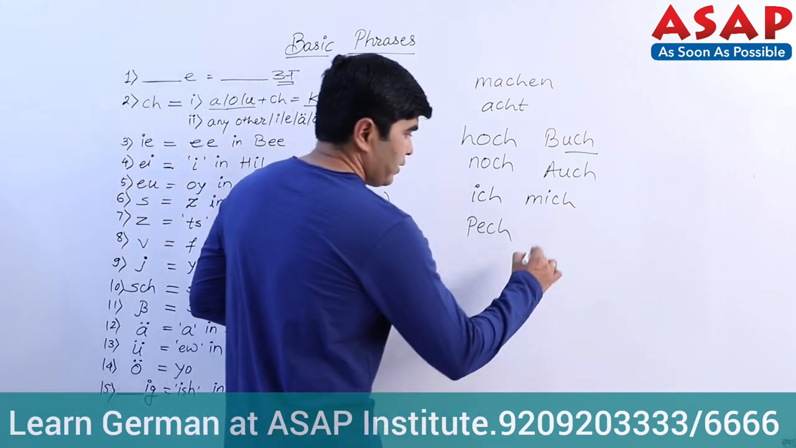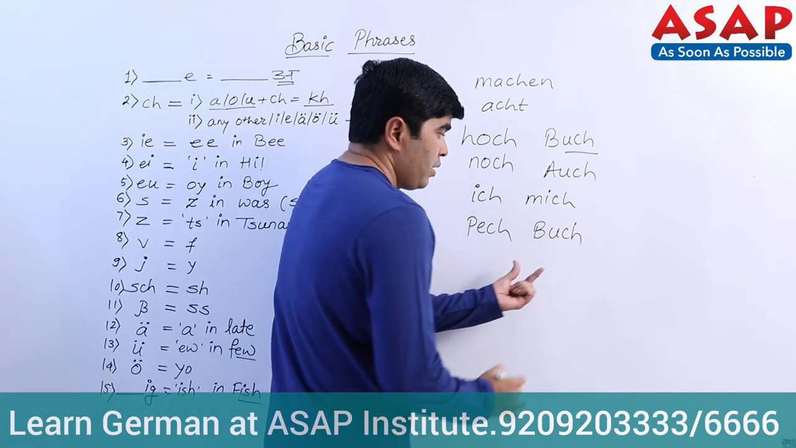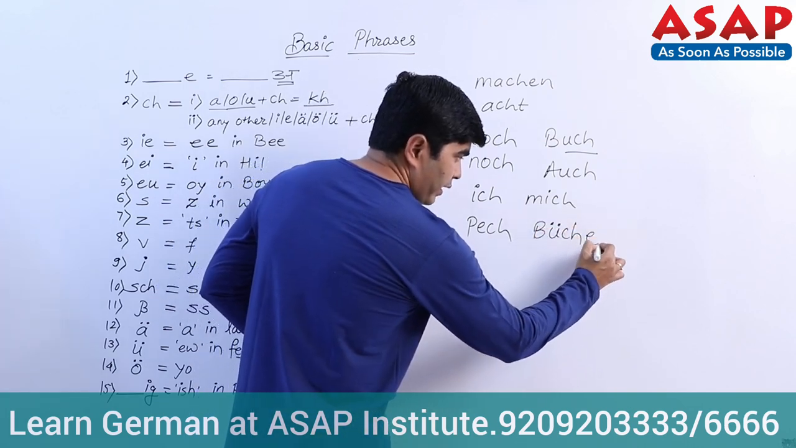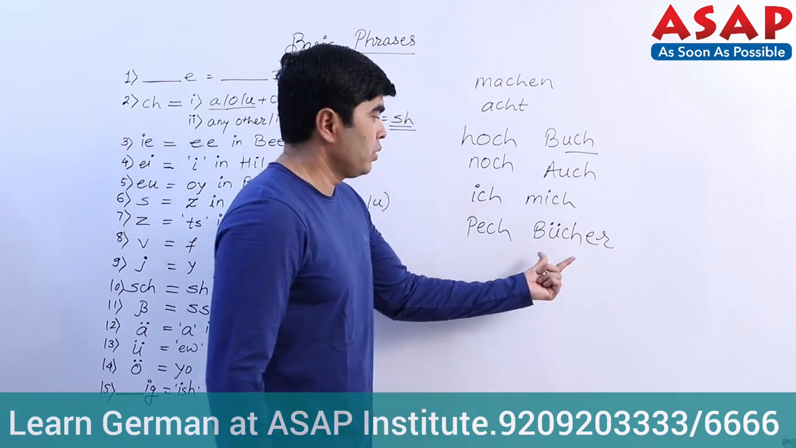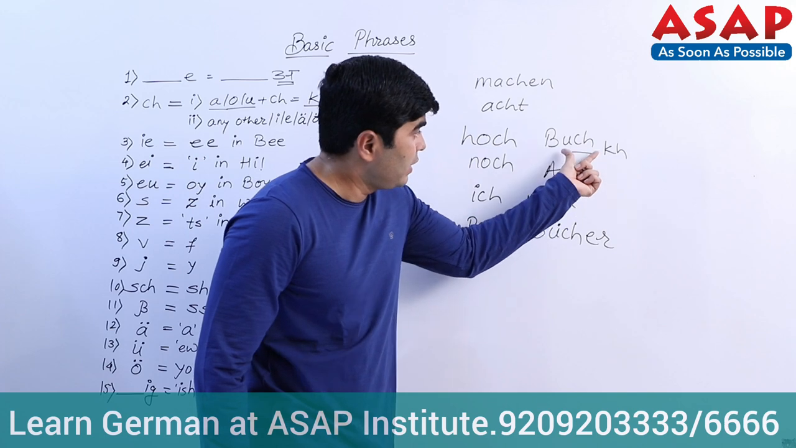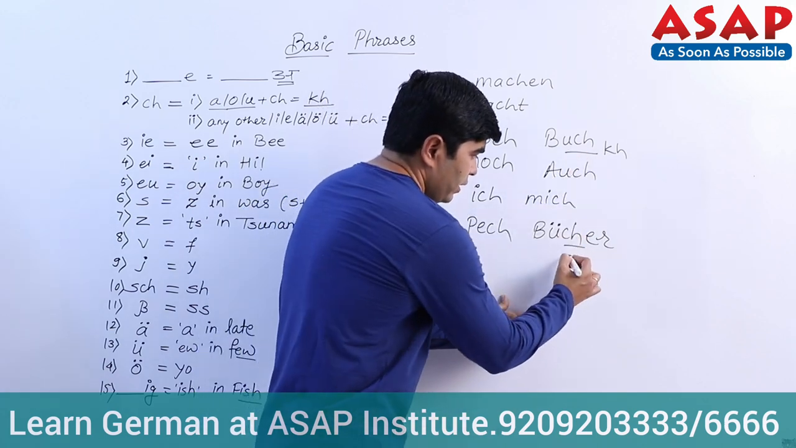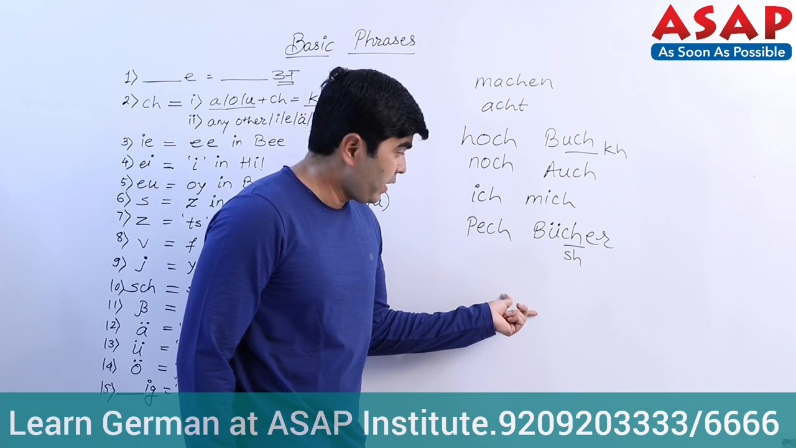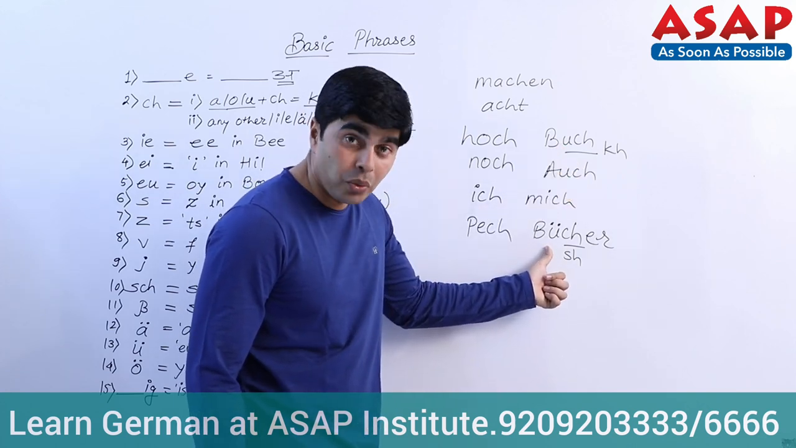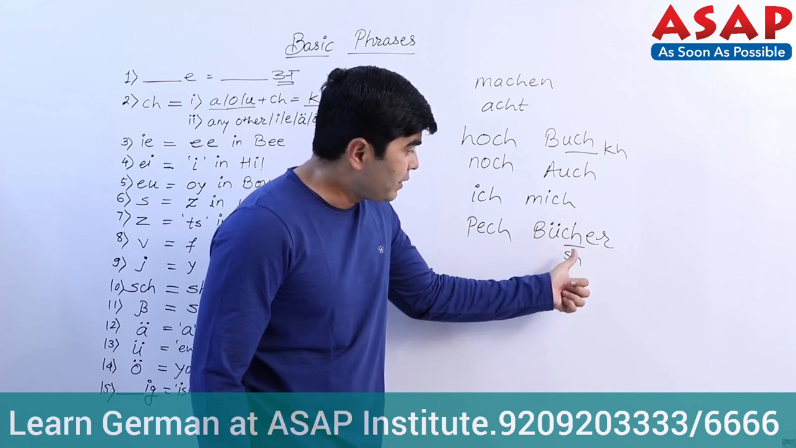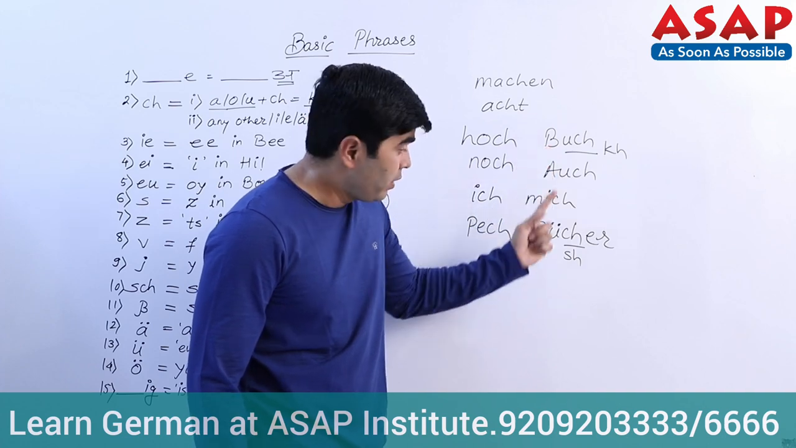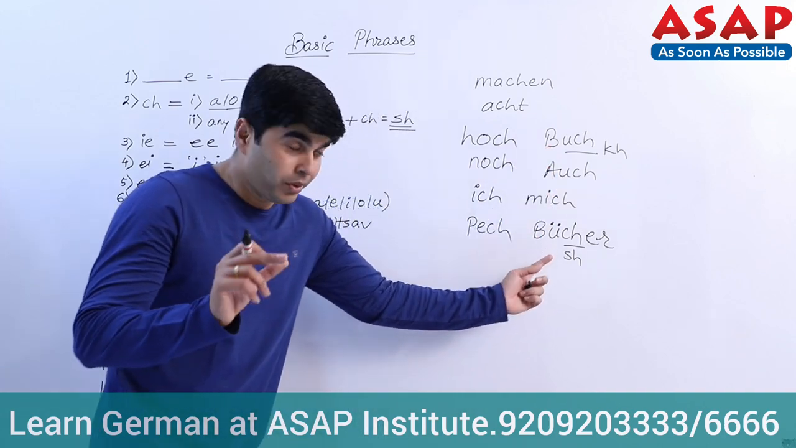Then let's take this word. It is Buch, kh sound. But if you put an umlaut there, it becomes Bücher. So here this ch is kh, and this ch is sh, because there is not a simple u, there is u with umlaut. That's why this will be pronounced as Bücher, and this is Buch, Buch, Bücher. I hope you understood the difference.